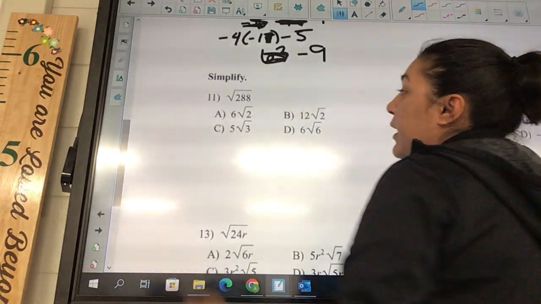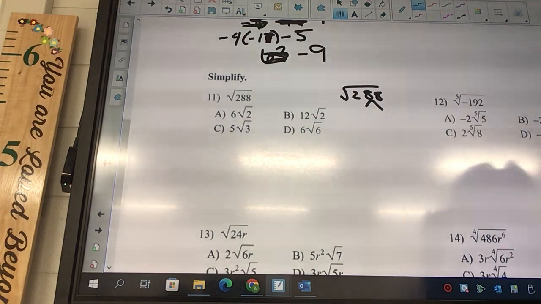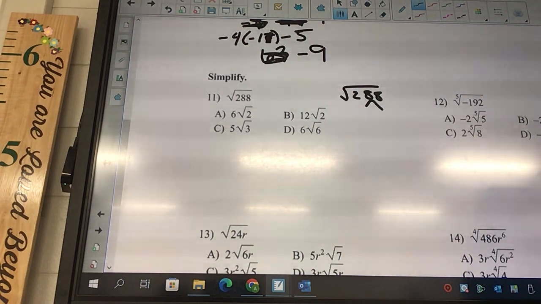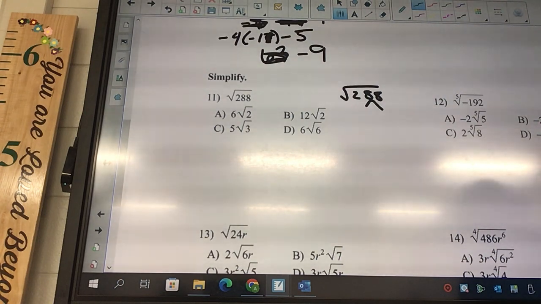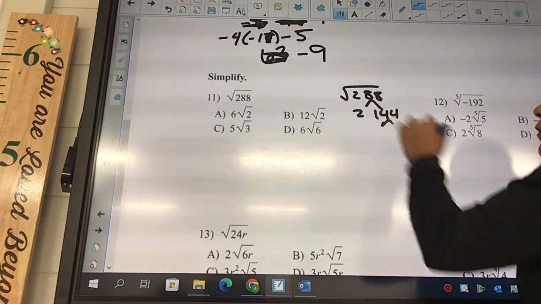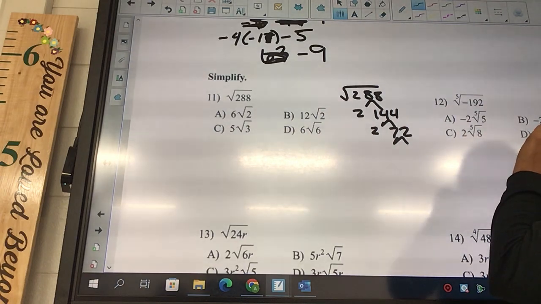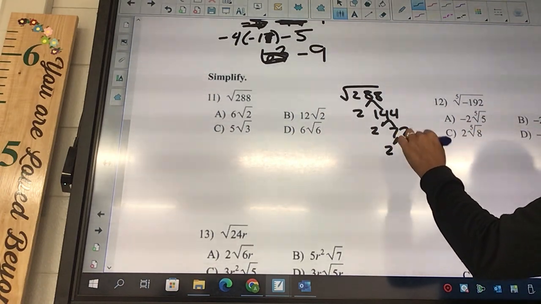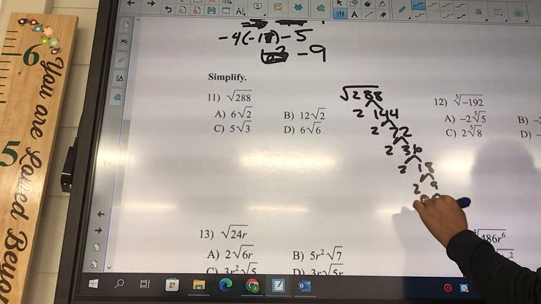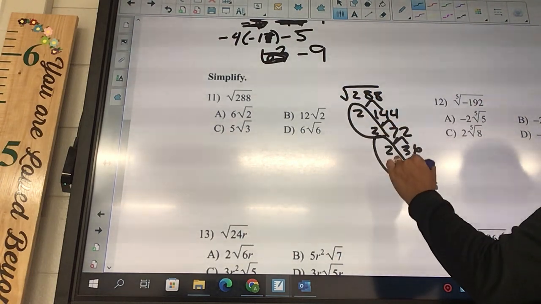Okay, for the simplifying radicals, square root of 288. What are some factors of 288? Start typing. You say 288 divided by 2? 2 and what? 144. 72. 2 and 36. 2 and 18. 2, 9. 3, 3. Okay, so we can take a group of 2s, a group of 2s, and a group of 3s.